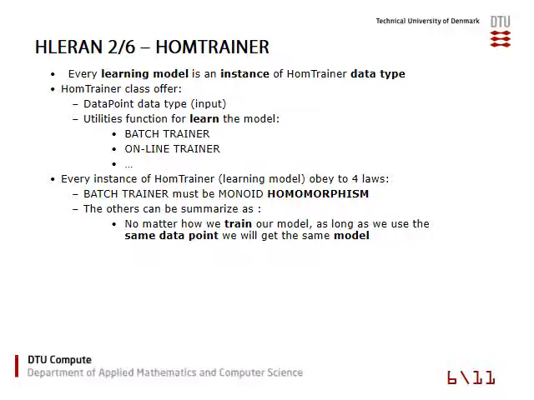The HomTrainer class offers a data point type where we can save the input, and a utility function for learning the model, such as batch trainer and online trainer. Every instance of HomTrainer, the learning model, obeys two laws. The batch trainer must be a monoid homomorphism, and the other can be summarized, and no matter how we train our model, as long as we use the same data points, we will get the same model.